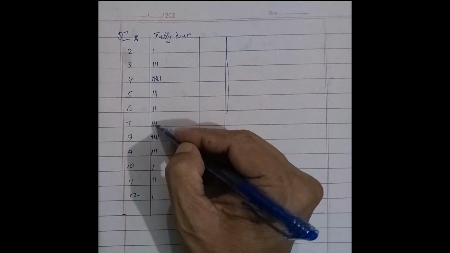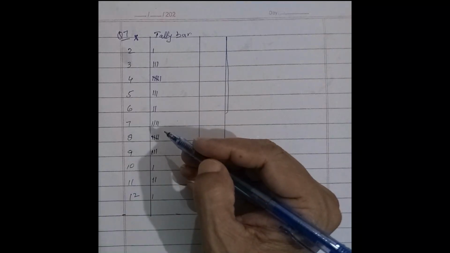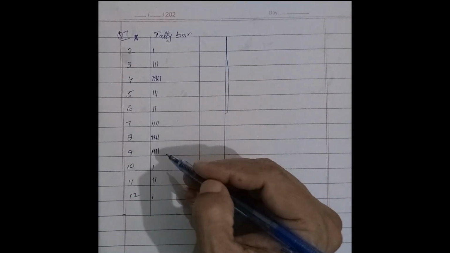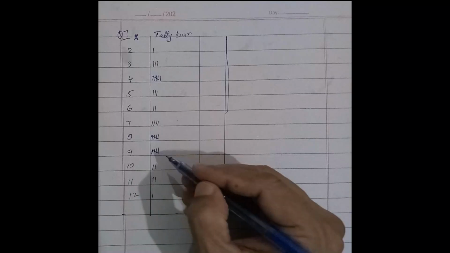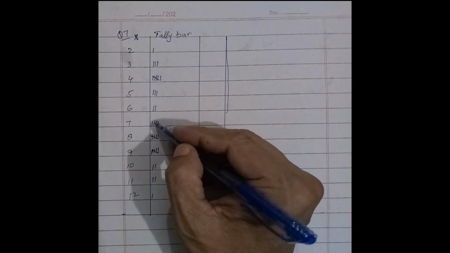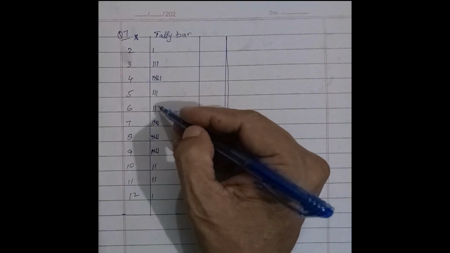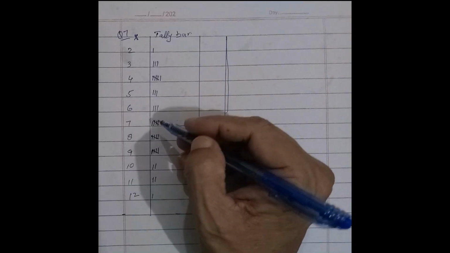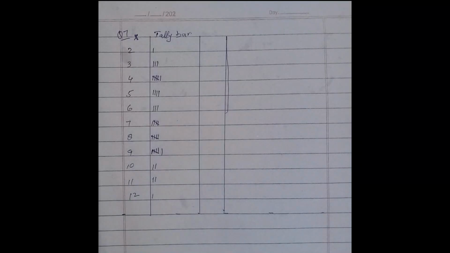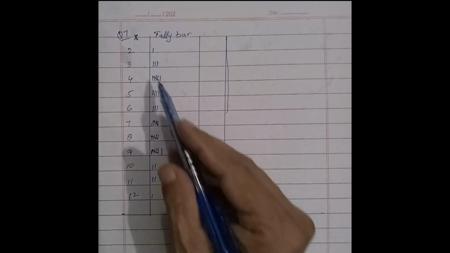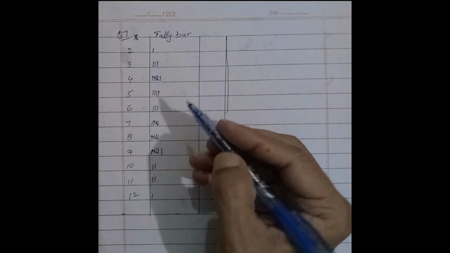7, 9, 10, 9, 7, 6, again 9 and then 5. That is the tally.